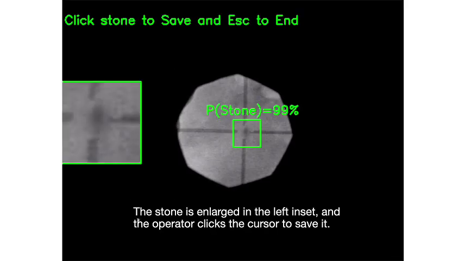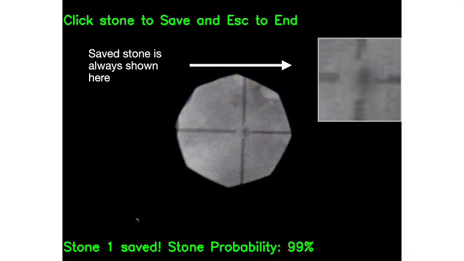The operator hovers the cursor over the stone, and the probability of a stone is displayed. The stone is enlarged in the left inset. The operator clicks on the cursor, and the stone image is boxed. The stone image is saved and is always displayed in the top right for future reference.